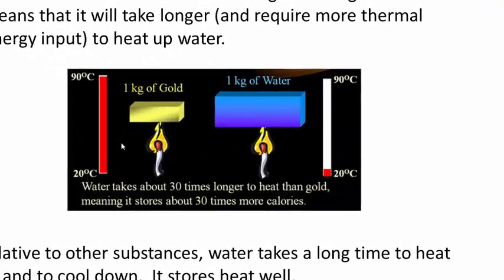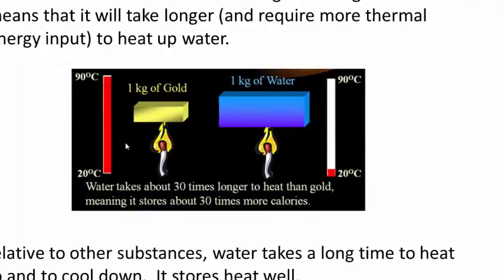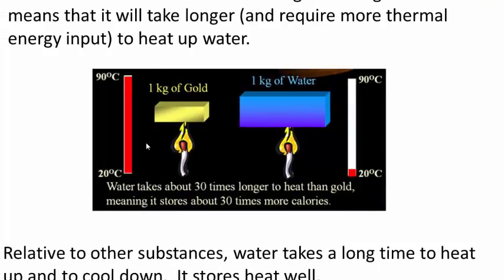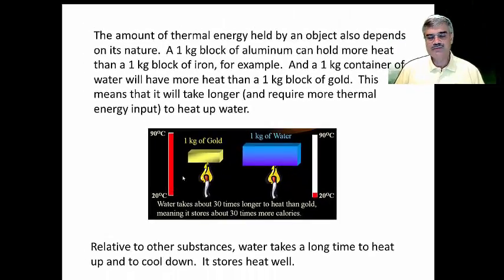And this is illustrated in the graphic that shows that if you have a 1 kilogram block of gold and a 1 kilogram body of water in some container, and you tried to heat them up with a constant source of heat, it would take 30 times longer to heat up the water than to heat up the gold. That is, water can hold more heat, but you also have to input more thermal energy to elevate its temperature. So different substances can hold more thermal energy, and it also takes longer to introduce that thermal energy and for it to be removed from that substance.